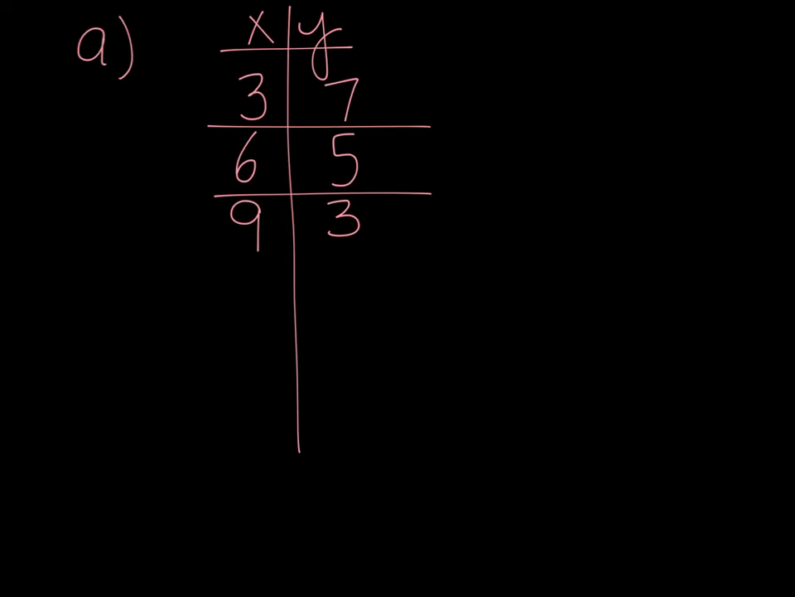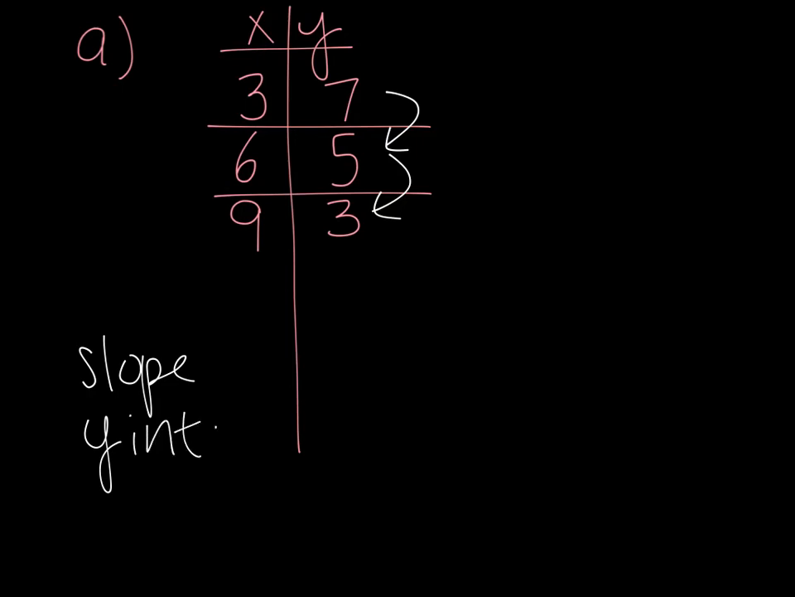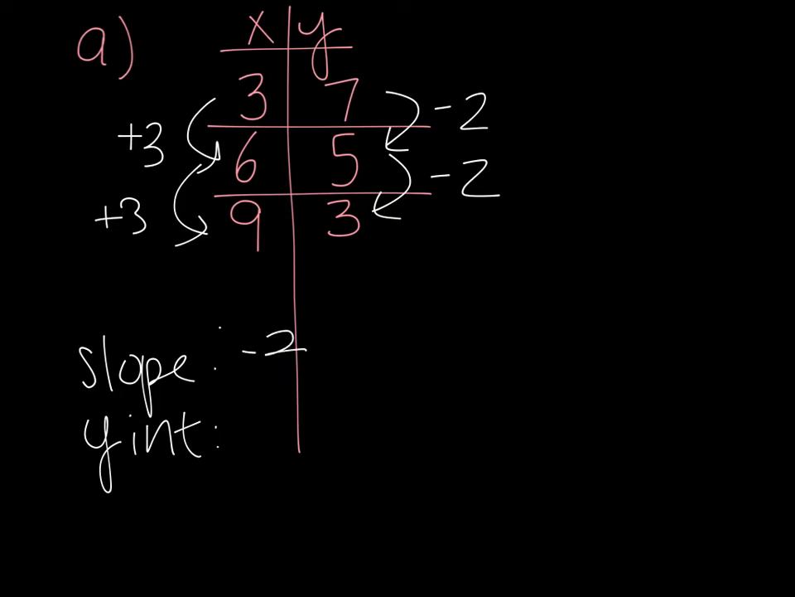Now, this one, I'll ask you to find the slope and y-intercept. So let's look at the change in y over change in x, kind of like we did in the other problem. This time, I'll find the slope first, and then I'll find the y-intercept. And then I'll put it in slope-intercept form. So the change in y is minus 2 minus 2. The change in x is plus 3 plus 3. So my slope is negative 2 over 3. And now my y-intercept is when x is 0. Okay? So I don't see that on my table, so I gotta go find it.